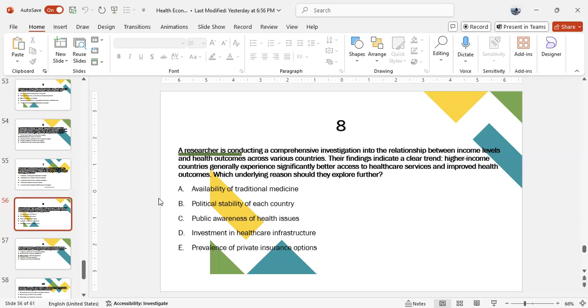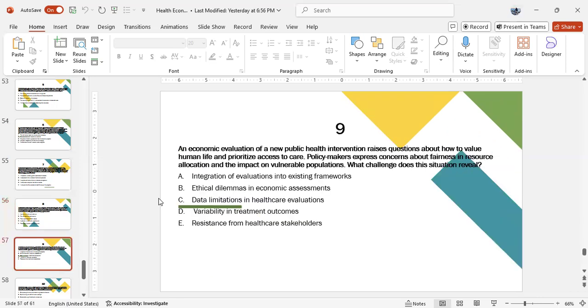A. Availability of traditional medicine. B. Political stability of each country. C. Public awareness of health issues. D. Investments in healthcare infrastructure. Or E. Prevalence of private insurance options. B. The correct answer is Delta.